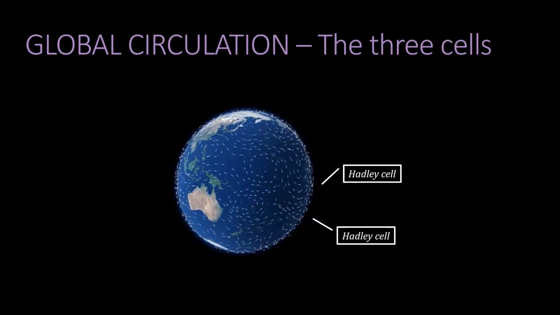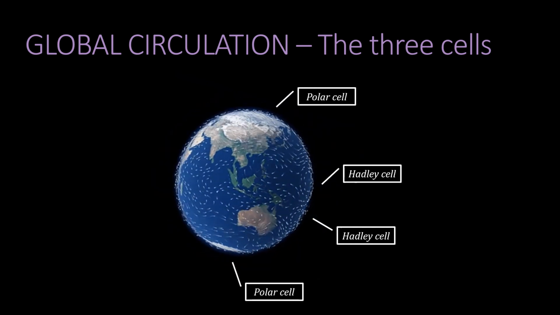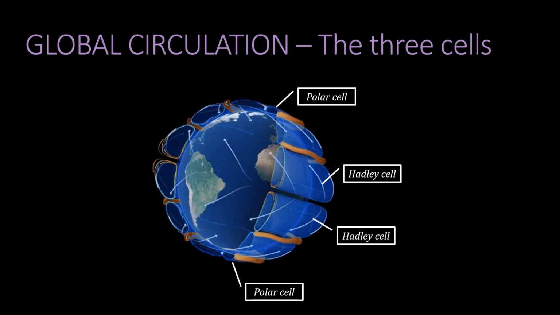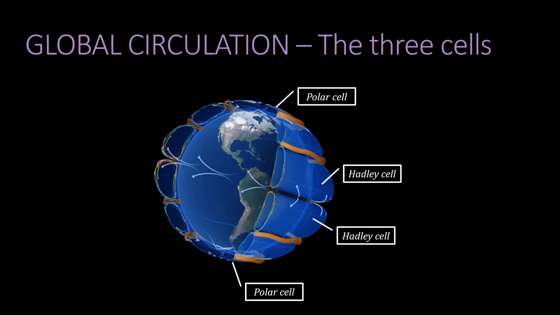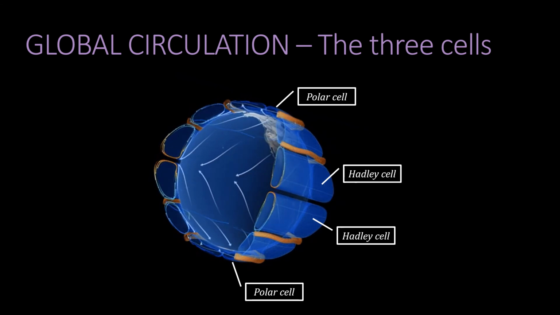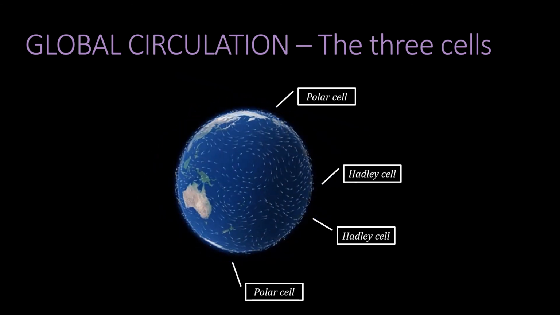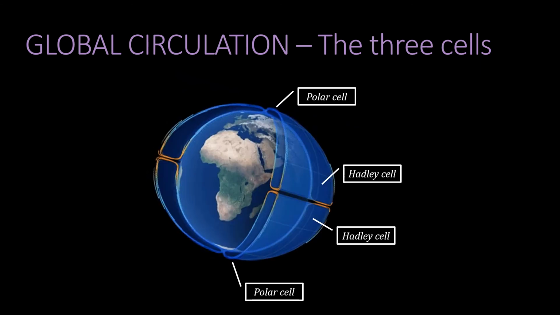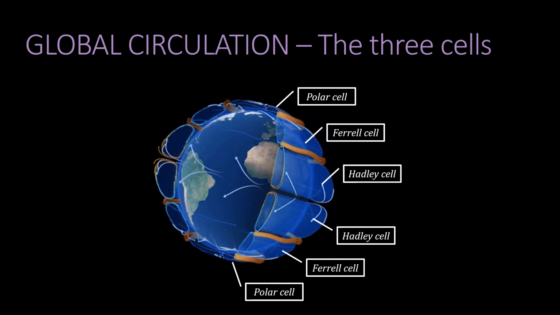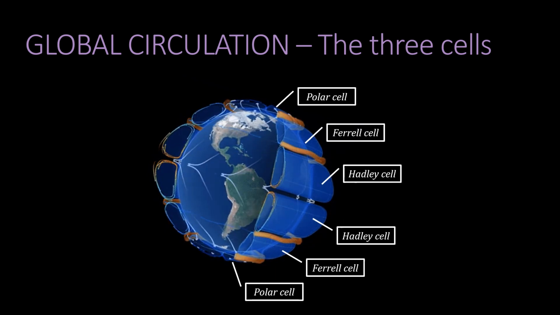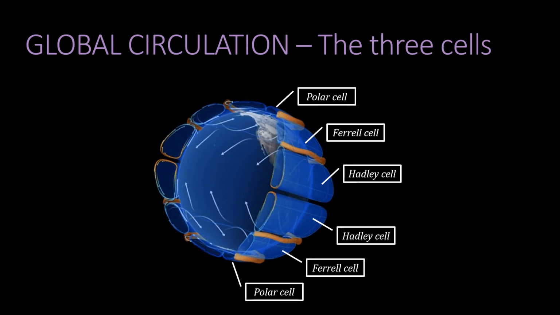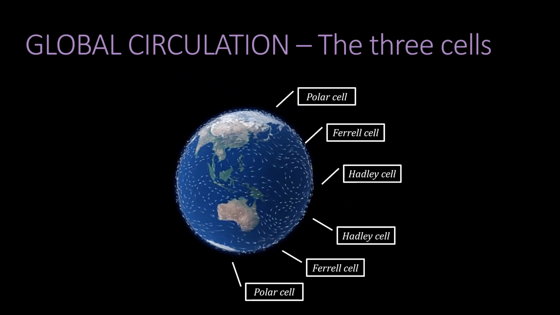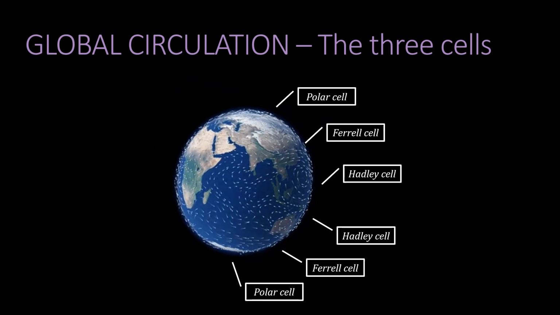The smallest cells are the polar cells. Cold, dense air descending in the polar regions flows north or south. As the air leaves the polar region, it starts to warm and rise, returning to the poles at high levels. Between the Hadley and polar cells are the Ferrel cells. Unlike the other cells, the Ferrel cells are not driven by temperature. The cells flow in the opposite direction to the Hadley and polar cells, acting like a gear.